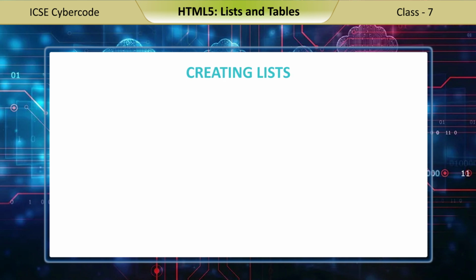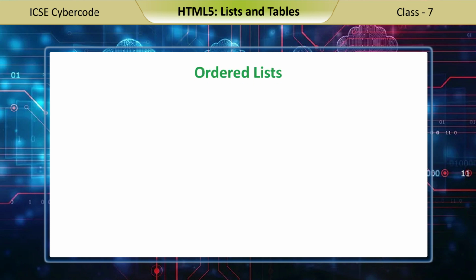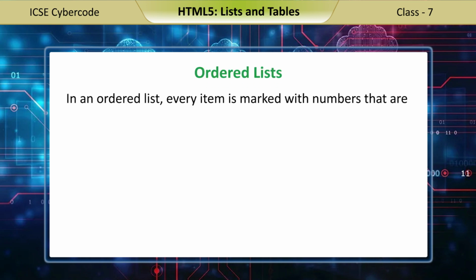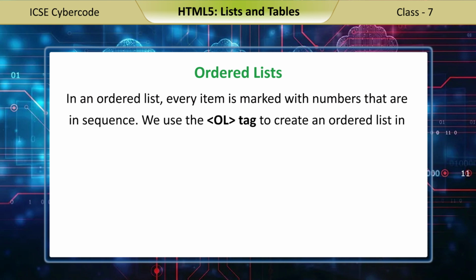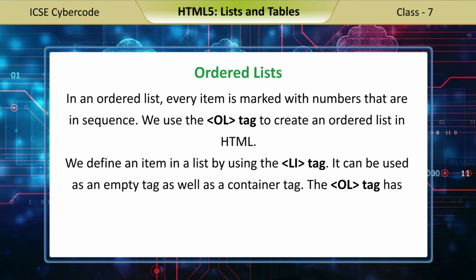Creating lists. A list is a group of related items. There are three ways of specifying items in a list. Ordered lists. In an ordered list, every item is marked with numbers that are in sequence. We use the OL tag to create an ordered list in HTML. We define an item in a list by using the LI tag. It can be used as an empty tag as well as a container tag.